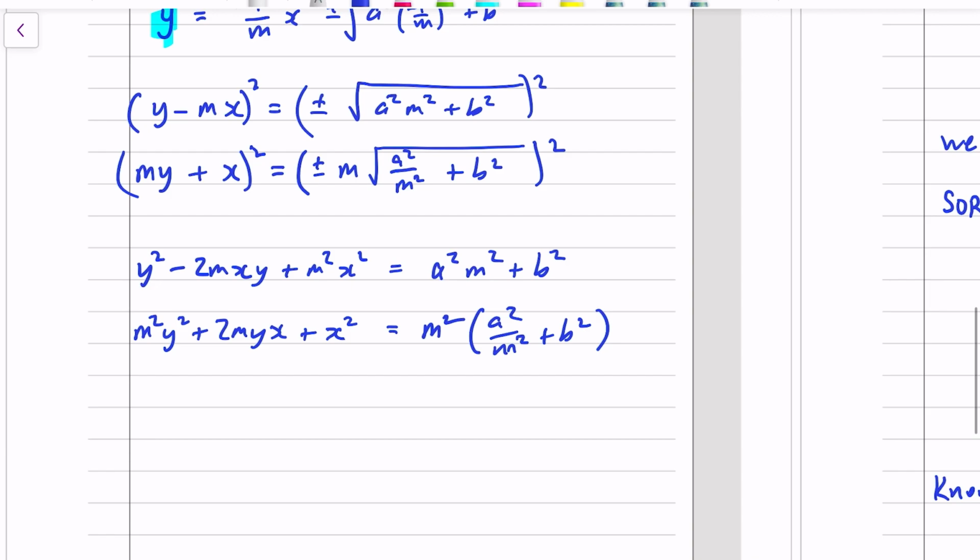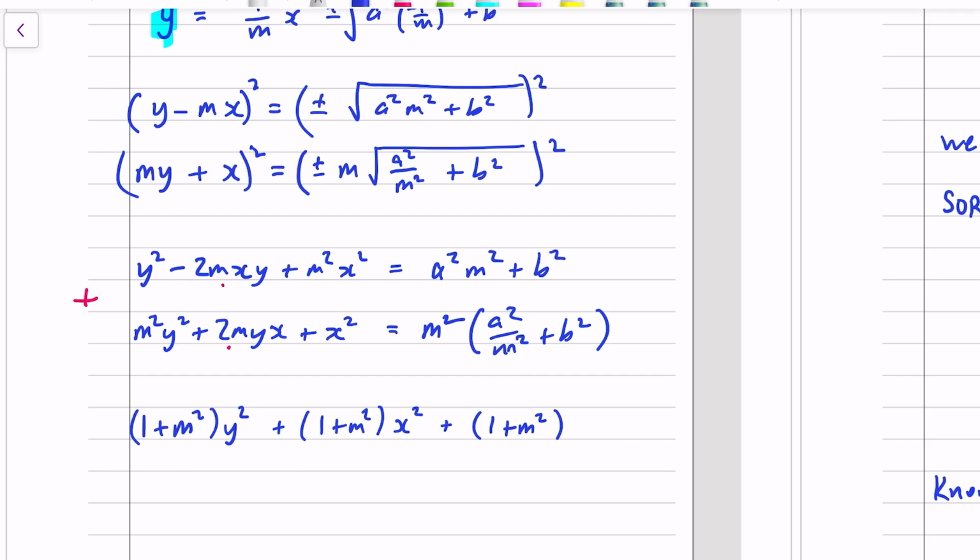Okay, if I look at these equations and I add them, adding them is going to cancel the cross terms, the x, y terms. So I'm going to get 1 plus m squared, lots of y squared. I'm going to get 1 plus m squared, lots of x squared. And I'm also going to get 1 plus m squared, lots of a squared plus b squared.